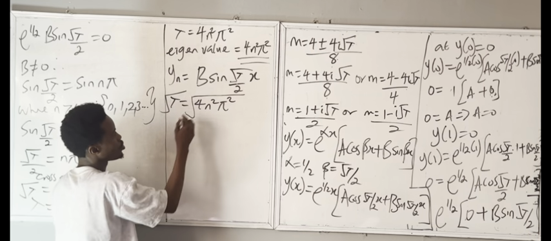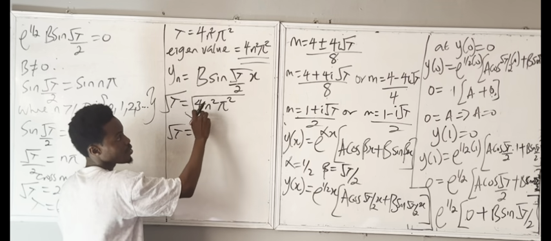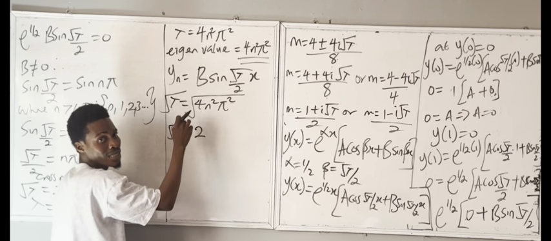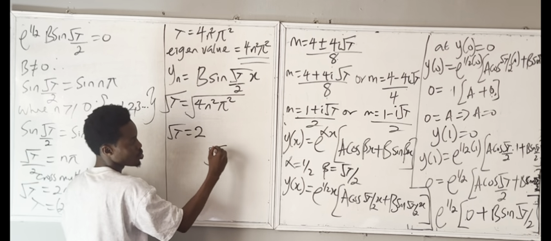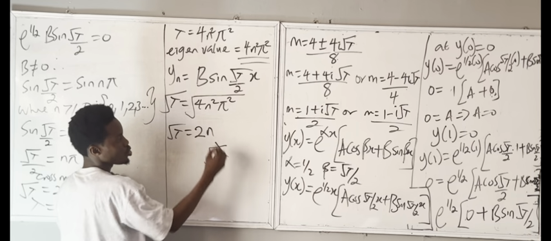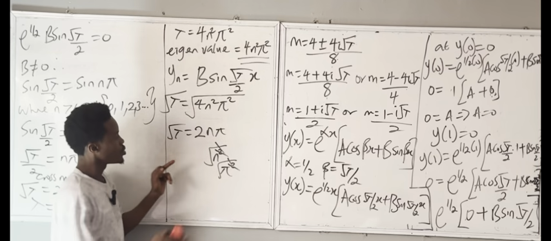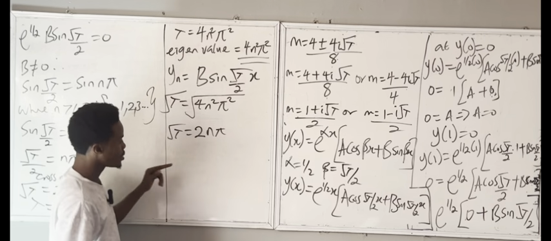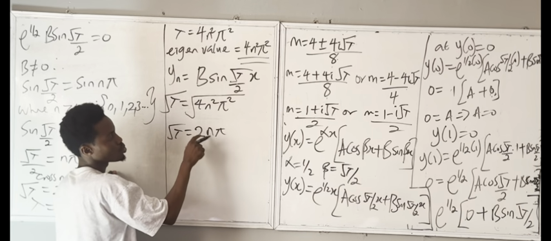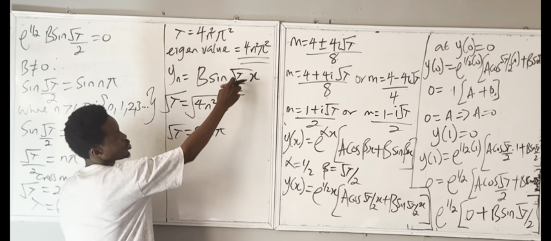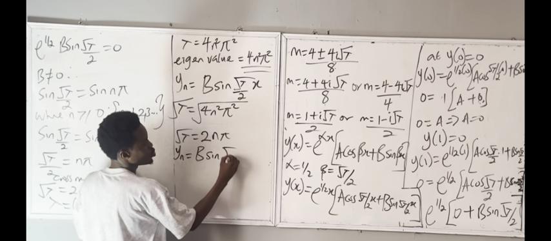So if I take the square root, I'm going to have this as square root of 4 is 2, because this square root is affecting every item inside it. Square root of 4 is 2, square root of n squared, I have n squared like this, so it's going to cancel. I'm going to have n. Square root of pi squared, if I take it, I'm going to have pi. So you can see that this root lambda gives me 2n pi. So whenever I see root lambda, I'm going to replace root lambda as 2n pi. So my yn will be b sine root lambda.